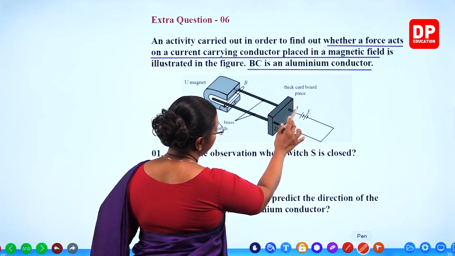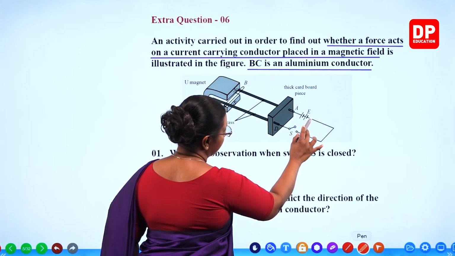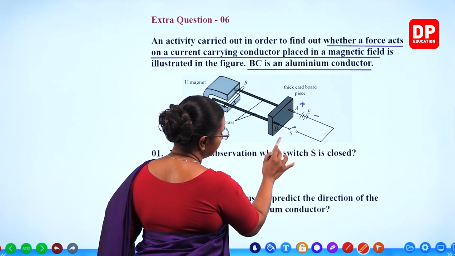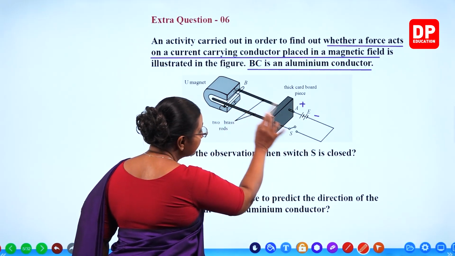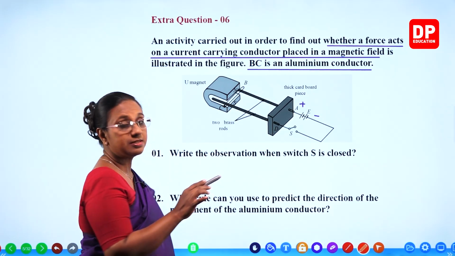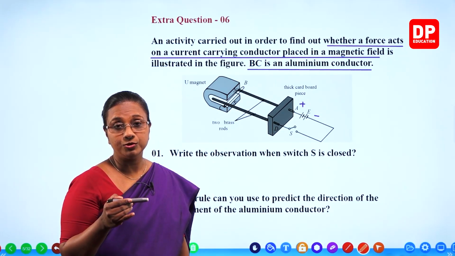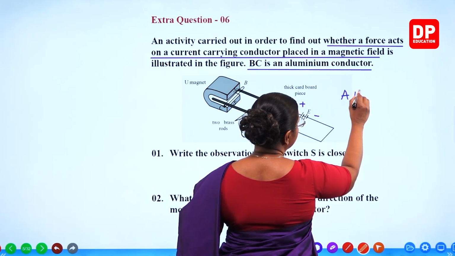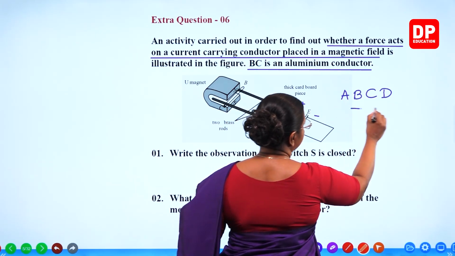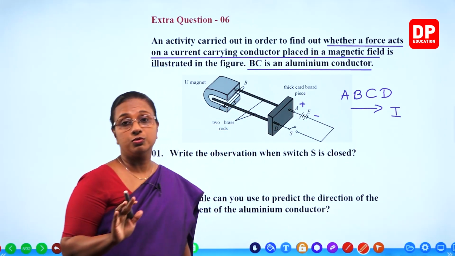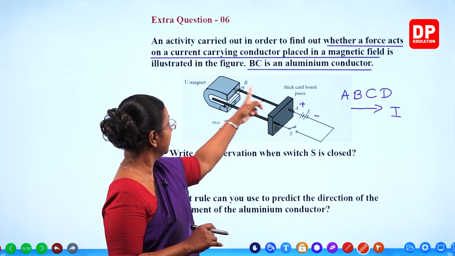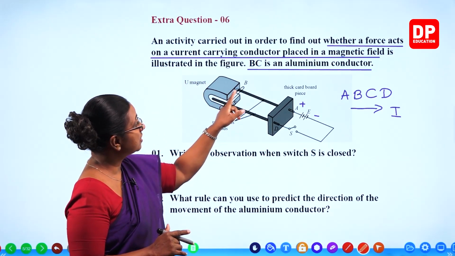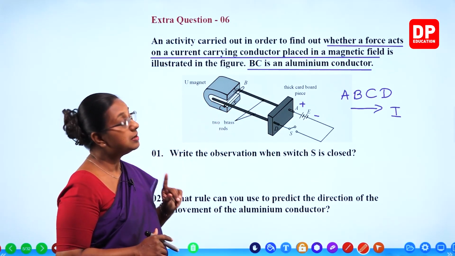Then on this side you can see points A and D. A is connected with batteries. The positive terminal is here. The negative terminal is there. Then it is continuously connected to switch S, that is connected to D. So when the switch is closed, there will be a complete circuit, and current can flow through it. According to this setup, the current will flow from A to B, then B to C and C to D, when the switch is closed. And the magnetic field is from north to south, top to bottom. So this is to observe whether a force acts on a current carrying conductor placed in a magnetic field.